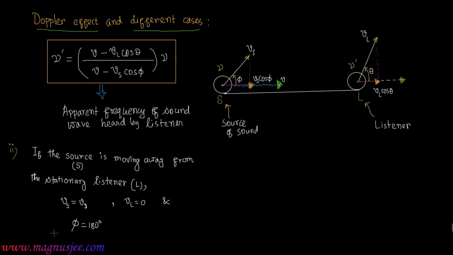Vs is equal to Vs, that is the velocity of the source of sound. Vl equal to 0 means the velocity of the listener is 0, and phi equal to 180 degree, where phi is the angle between the direction of motion of the source with respect to the sound wave which is propagating towards the stationary listener.